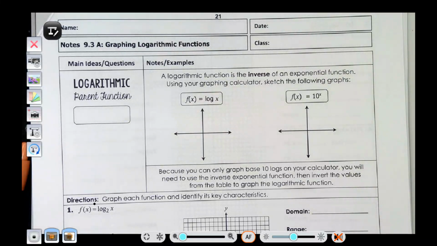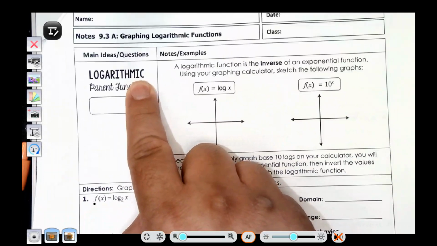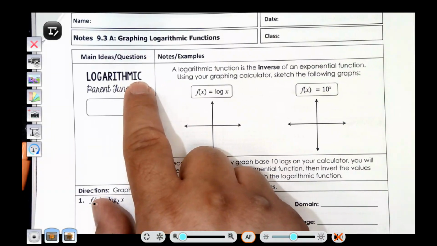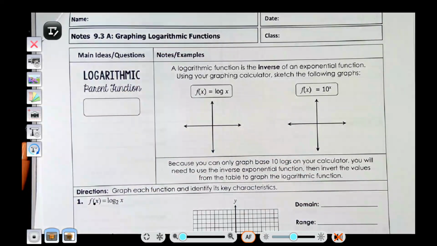Last week we talked about logarithmic functions, and remember the big idea behind a logarithmic function is the fact that the answer represents a power. For today, then, we're going to talk about the graphs of logarithmic functions.